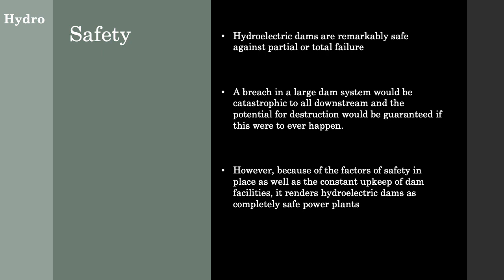The last criteria we're going to discuss is safety. Hydroelectric dams are remarkably safe against partial or total failure. A breach in a large dam system would be catastrophic to all downstream, and the potential for destruction would be guaranteed if this were ever to happen. However, because of the factors of safety in place, as well as the constant upkeep of dam facilities, it renders hydroelectric dams as completely safe power plants.